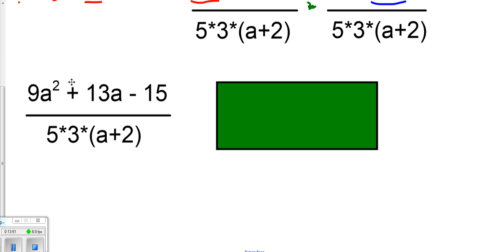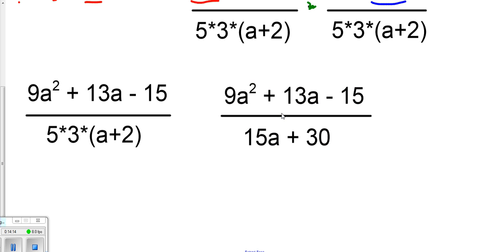Now, 9a squared plus 13a minus 15. We cannot take a greatest common factor out of that. We also cannot use the AC method and factor this at all. So this is our fully factored, final numerator. We can't simplify it at all. So we can just simplify the bottom. 5 times 3 is 15. 15 times a plus 2 becomes 15a plus 30.